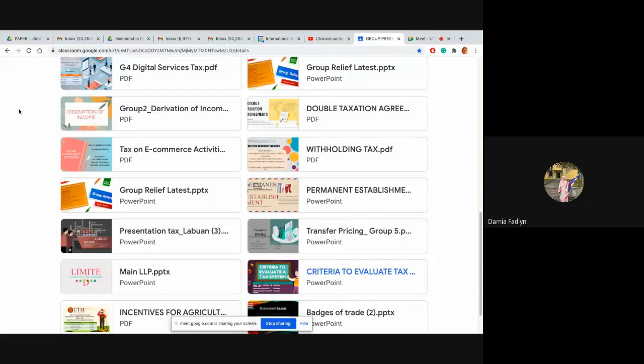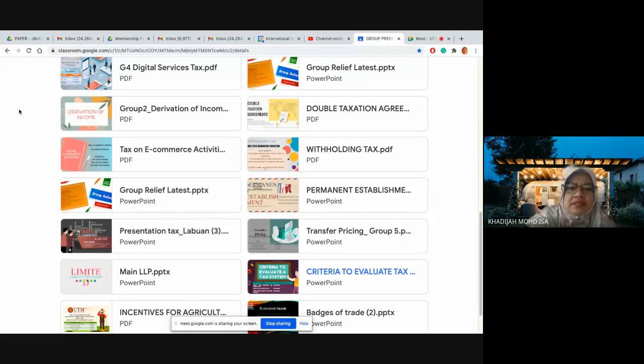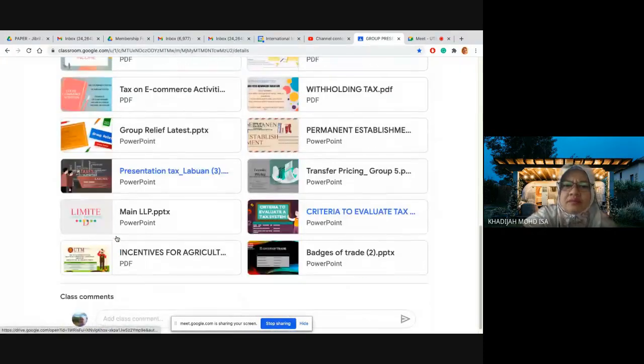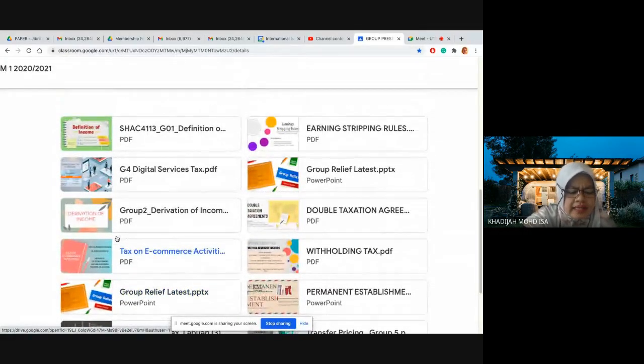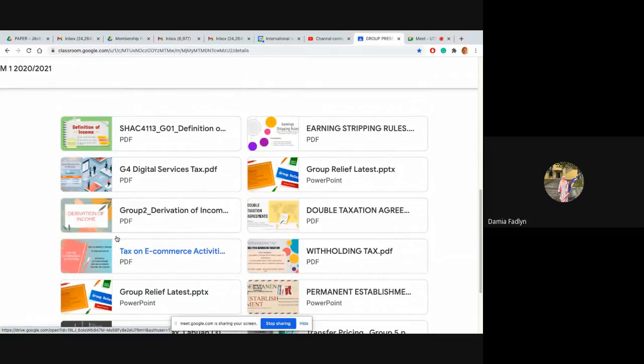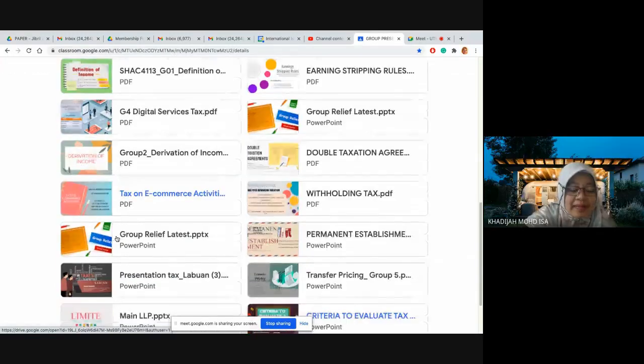Labuan entity. Osh, takkan nak pergi semua kan? Penat lah, tak nak lah Labuan. Baca je lah Labuan tu. Yang mana tak payah baca, doktor? Yang mana yang tak payah baca? Semua kena baca.